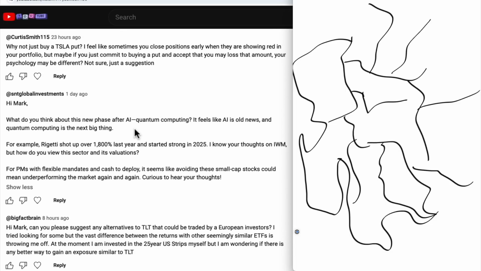Why not just buy Tesla puts? Yeah, I had Tesla puts before, and had I kept my Tesla puts, I would have lost it all. So whenever you buy puts or you're short, you must be tactical. You can't just sit back and wait. You have to be tactical, especially in these markets, and especially with a cult name like Tesla. I feel like sometimes you close positions early when they are showing red in your portfolio. But maybe if you just commit to buying a put and accept that you may lose that amount, your psychology may be different.